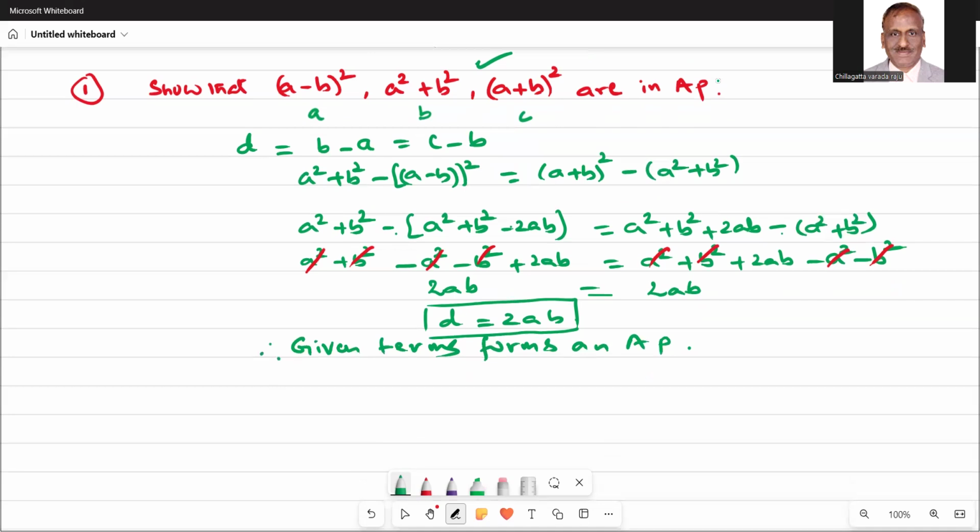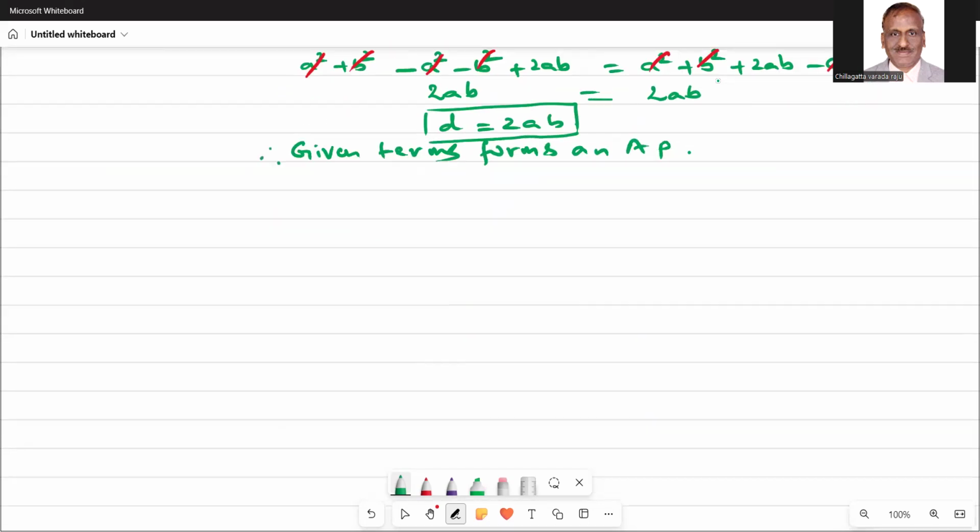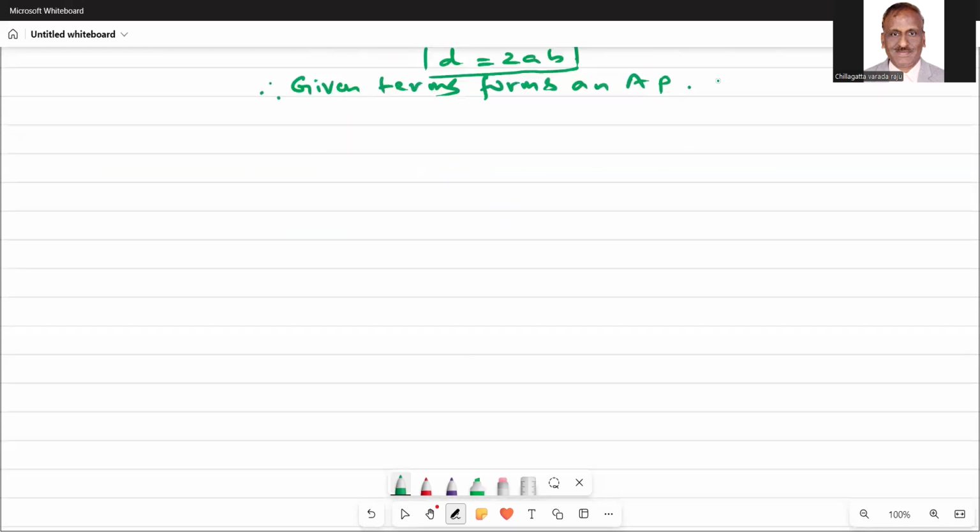So this is the first question, a simple question I have taken in the beginning. And this type of question can be asked as a multiple choice question or 1 mark question in the examination.